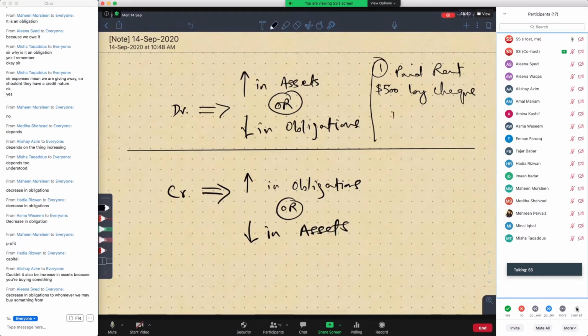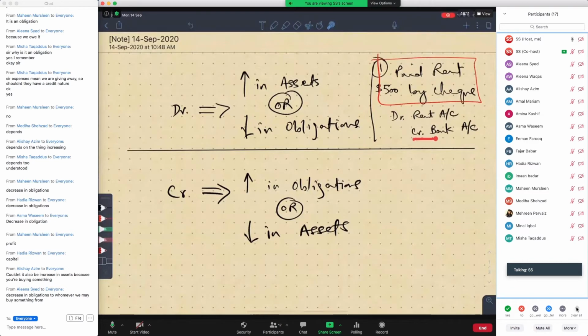We will debit rent account and we will credit the bank account, right? This is how we are going to journalize this transaction. So we are going to debit the expense account. In this case, rent is representing your expense, and we will credit the bank account, and we can justify the logic behind these debits and credits.